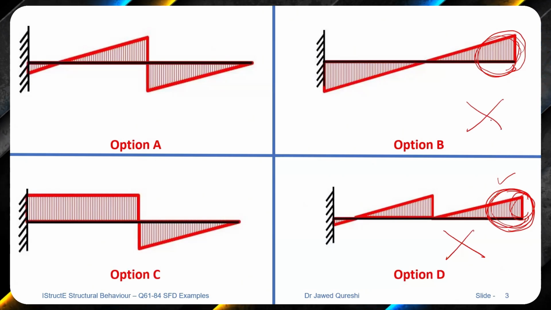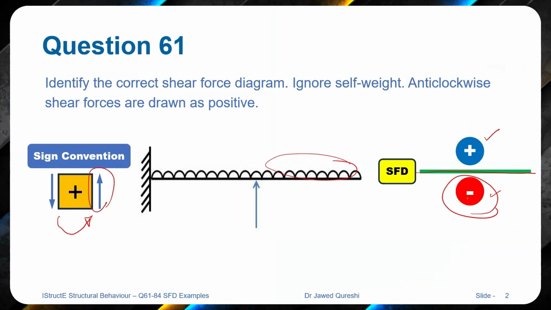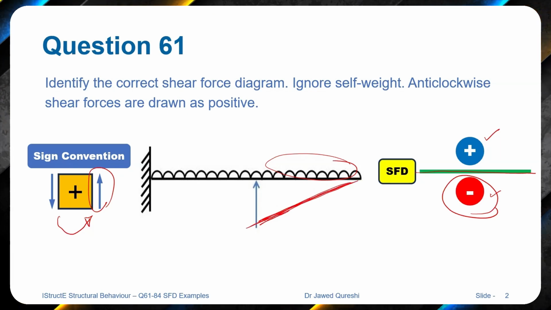Now there's a possibility for option A and option C. Let me go back. Here you can see that this distributed load is applying a downward force. It means that it should be drawn on the underside of the beam. And because it's a distributed load, there will be a slope in the shear force diagram. It means that it should be drawn like this.